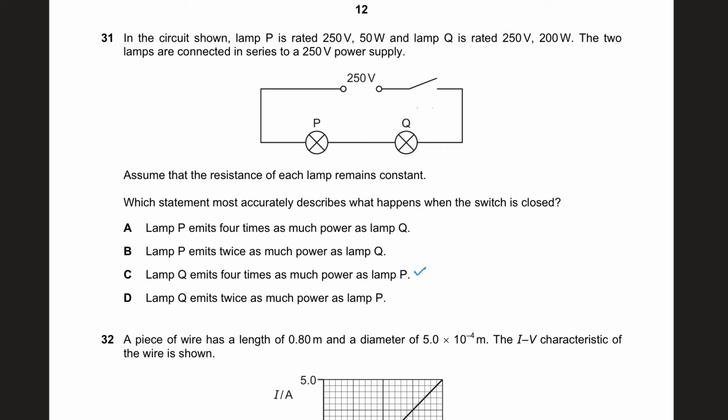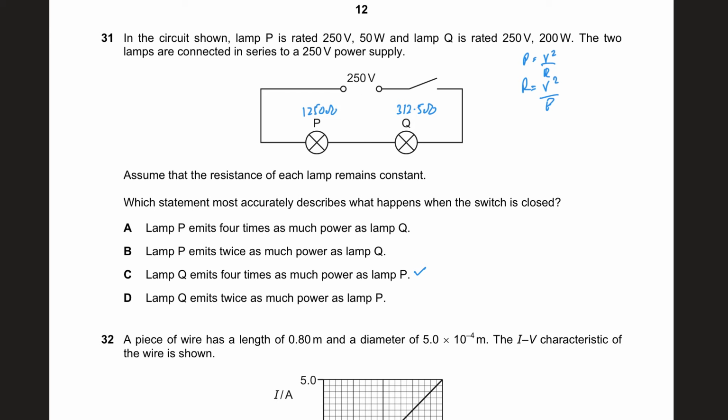The power provided to the lamps would depend on their resistance. So let's calculate the resistance using the formula: power is equal to V squared over R, so R is equal to V squared over power. For lamp P, the resistance comes out to be 1250 ohms, and for lamp Q, the resistance comes out to be 312.5 ohms. Now we can't use voltage to calculate the power because the distribution of voltage would depend on their resistances. So we'll first have to calculate the voltage that they get.